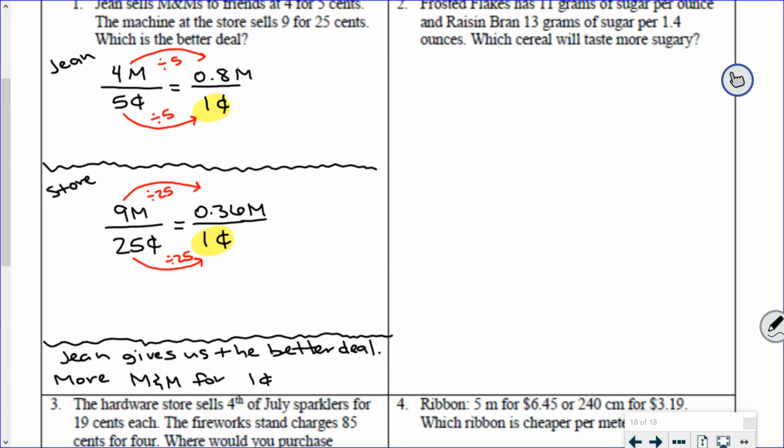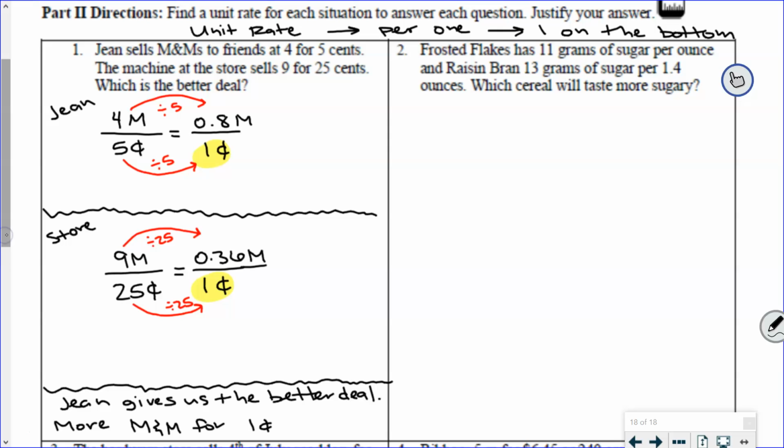Now, even though the problem doesn't ask this, I still want to do it anyway. What if I have 9 cents? How many M&Ms could I get from Gene for 9 cents? So again, I want us to tie this into these equivalent ratios. Now, instead of 5 cents, I have 9 cents.